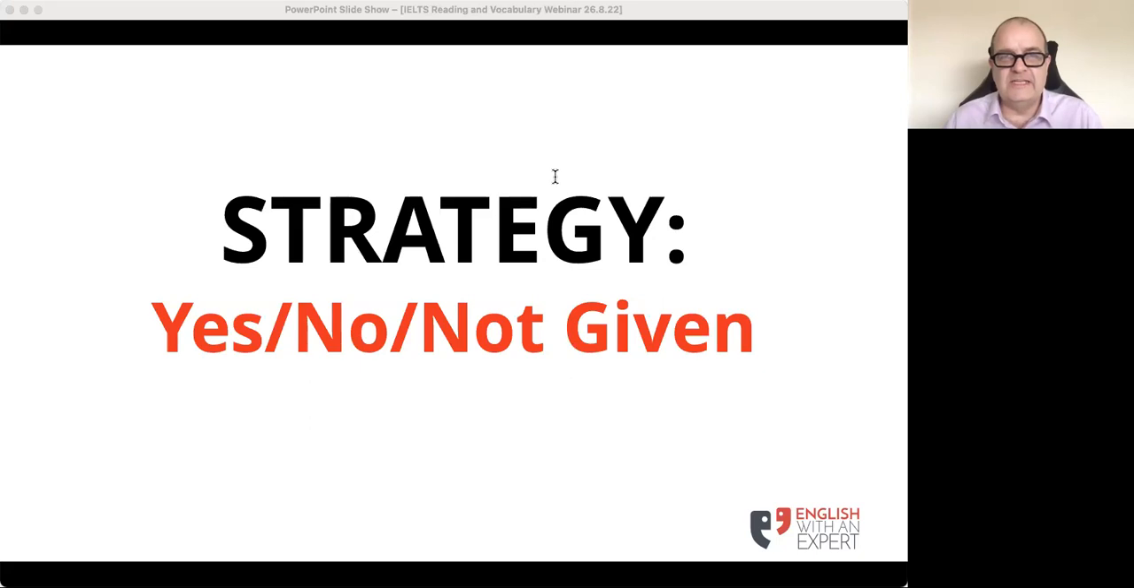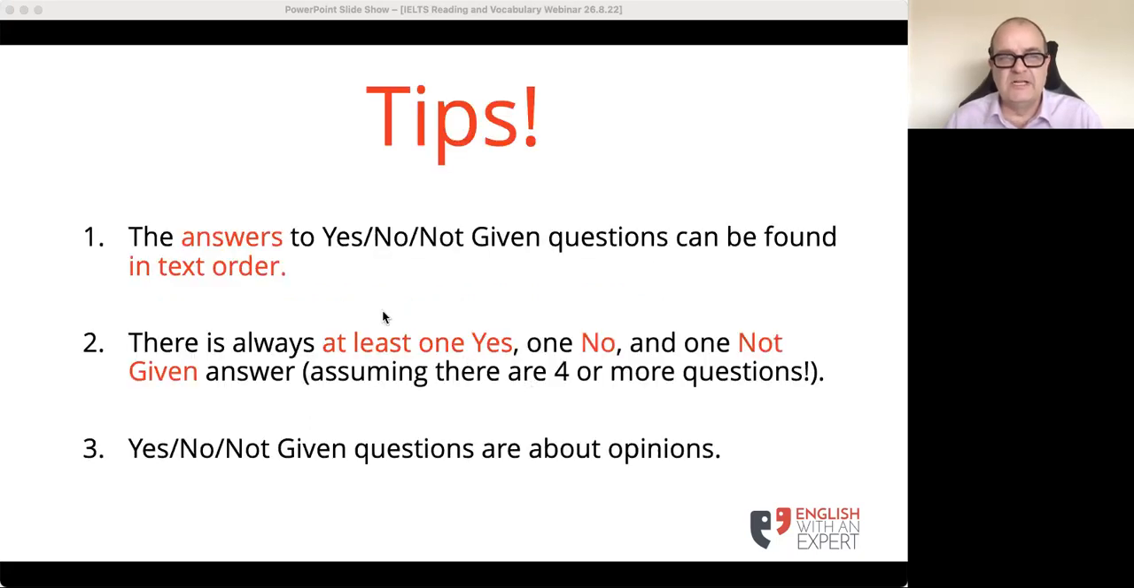Okay, so here is the strategy for the yes, no, not given. The answers to yes, no, not given questions are in text order. And I've explained that in detail with that synonym quiz. That's the most important thing to know. And there are other questions in the IELTS test which are in text order as well.